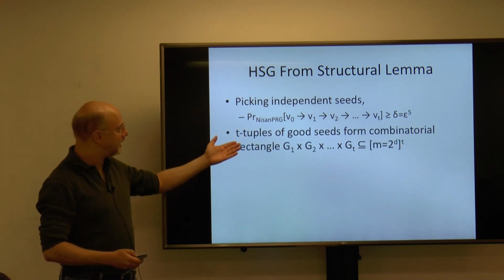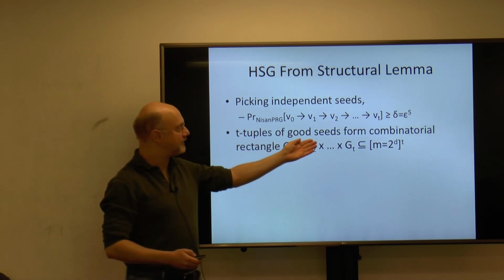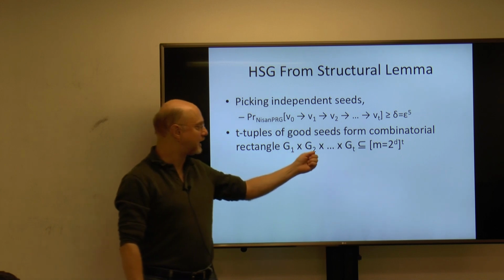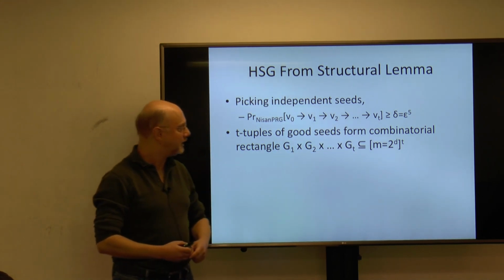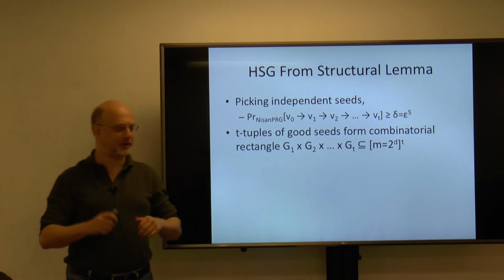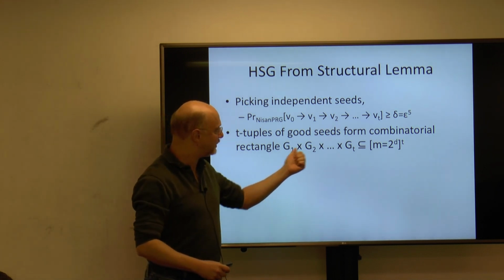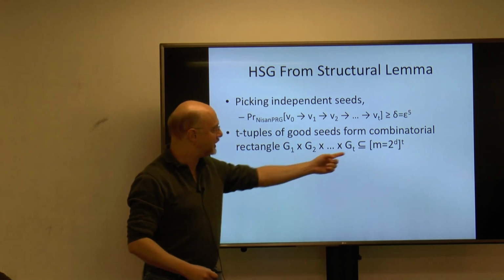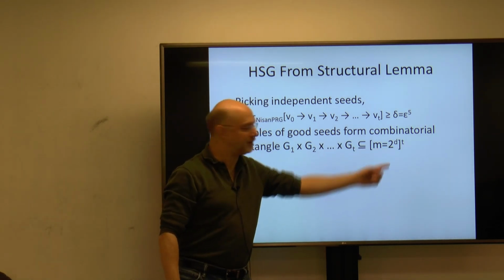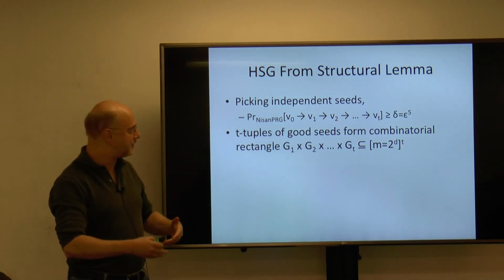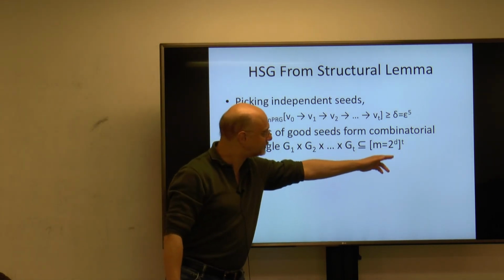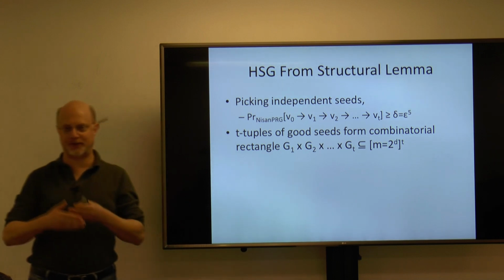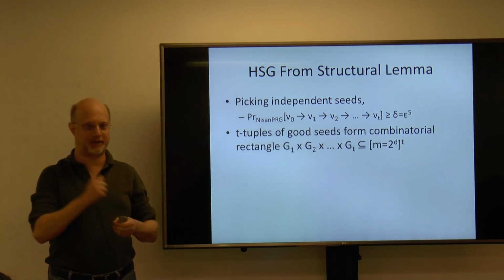Now the point is that the good seeds form a combinatorial rectangle. A combinatorial rectangle is just a cross product of sets. So this is very structured. We have a cross product of sets, G1 cross G2 cross GT, where each Gi is a subset of 1 through 2 to the D. So it's a subset of the seeds. So each Gi represents the good seeds that take you from Vi to Vi plus 1.